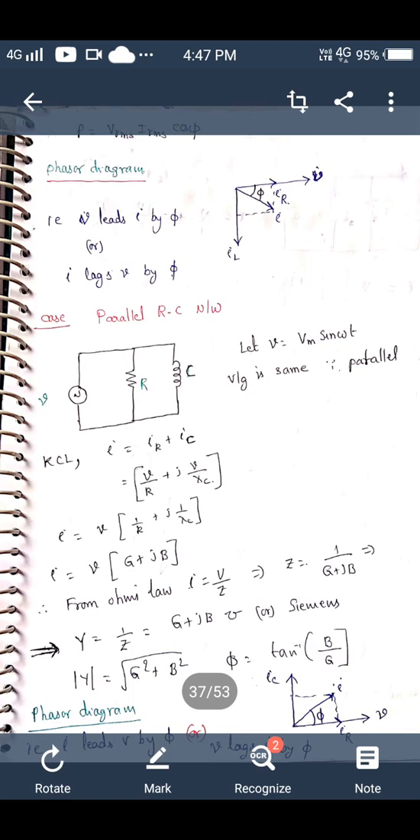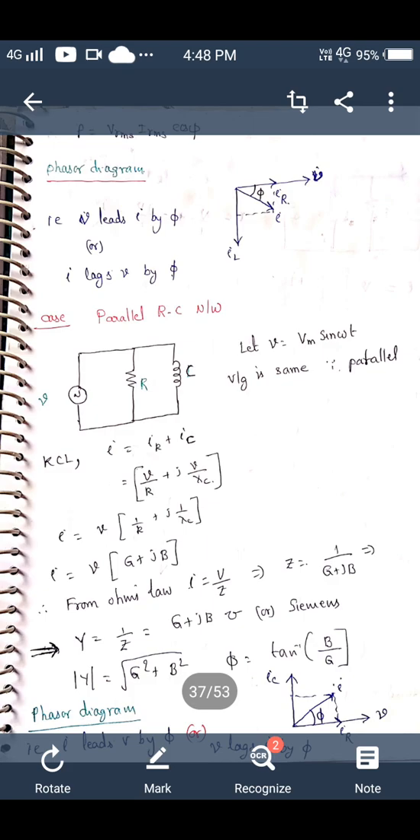Next, parallel RC network. Same here also. We apply excitation of an AC signal to the parallel RC combination. Then supply current is equal to IR plus IC. IR is nothing but V by R. IC is nothing but V by XC, where XC is 1 by 2 pi FC. So frequency comes in the numerator, so we represent it with the letter J. This we can write as I is equal to V into G plus JBC. BC is called capacitive susceptance. Remember, capacitive susceptance in parallel networks.